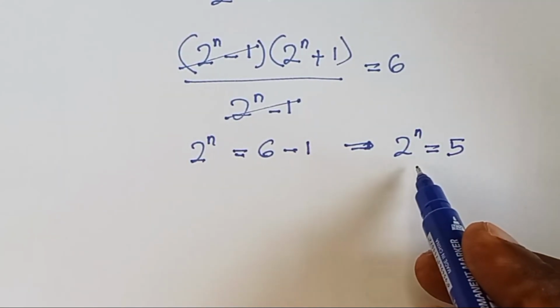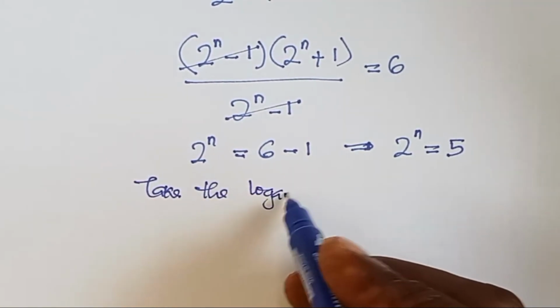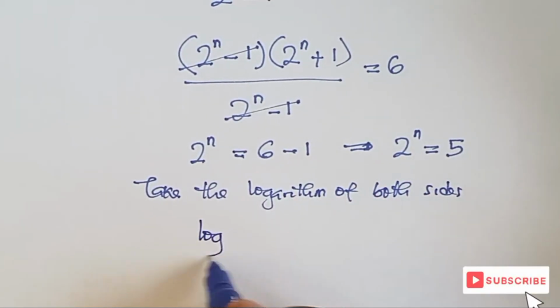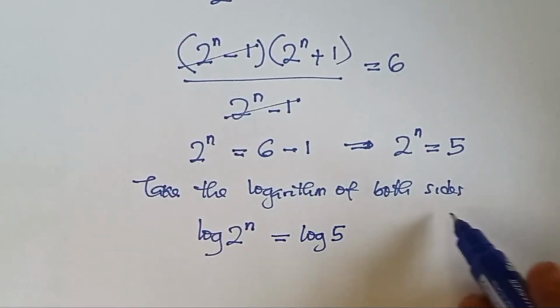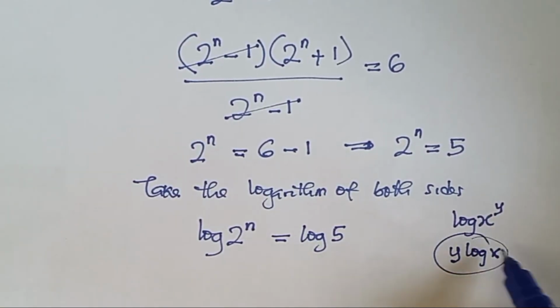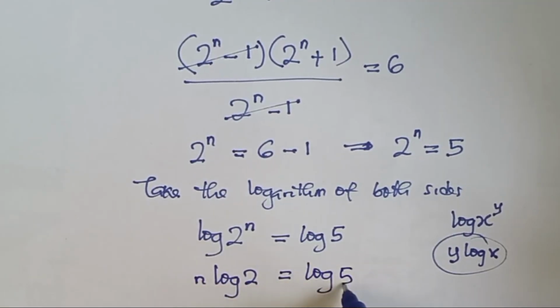Alright, so from here, we can take the logarithm of both sides. So we take the logarithm of both sides, and that becomes log 2 raised to power n equals log 5. And then you take this n to the back. One of the laws of logarithm says if you have log x raised to power y, it becomes y log x. That's what we're applying here. You take this n to the back, it becomes n log 2 equals log 5.